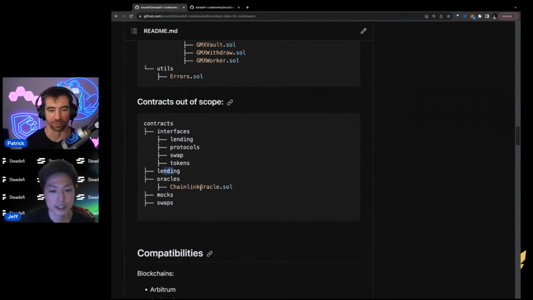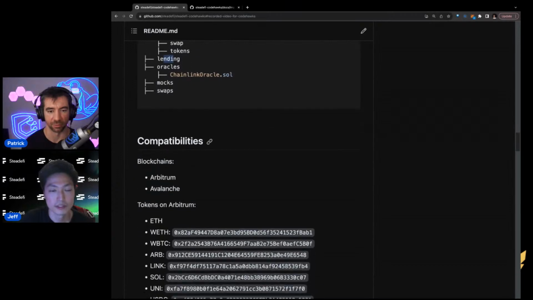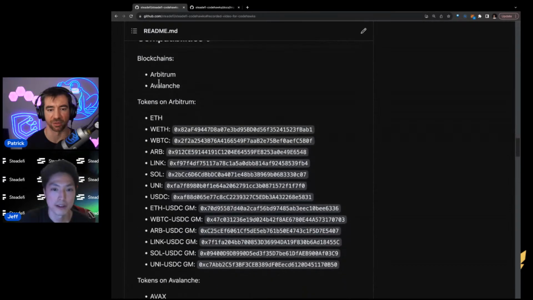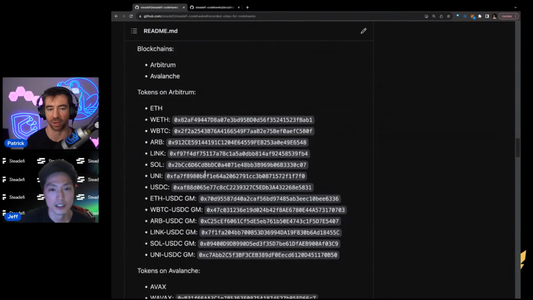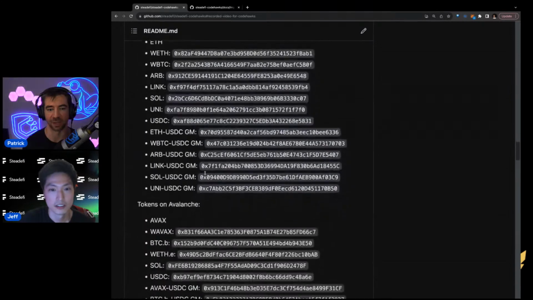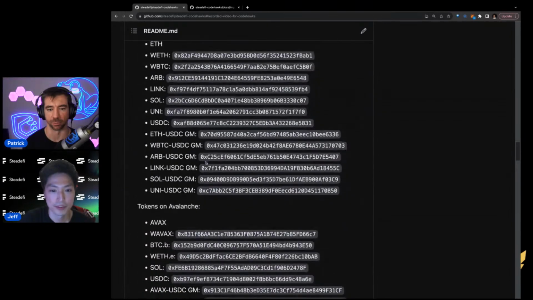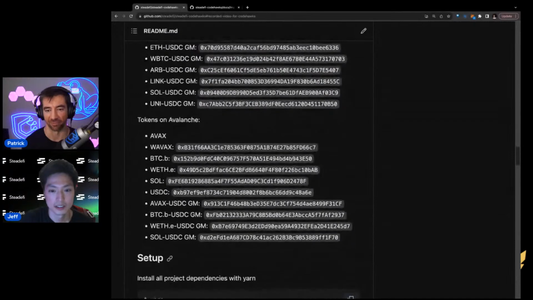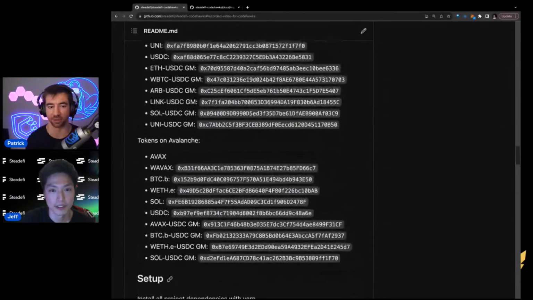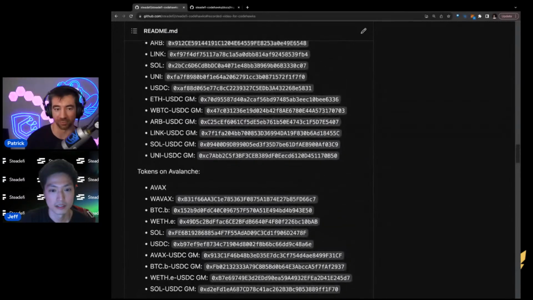Awesome. And then we have compatibilities, if we want to scroll down. So it looks like Arbitrum and Avalanche. And then we have a ton of ERC20s and different assets that this protocol supports on both ETH and Avalanche. So this is fantastic, especially for you auditors who are looking for those very tricky, weird ERC20 bugs. This is the list right here.